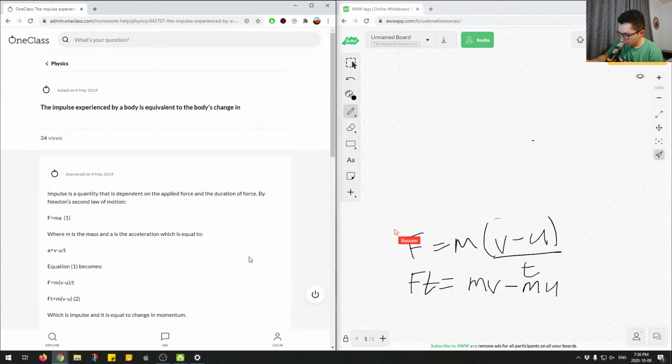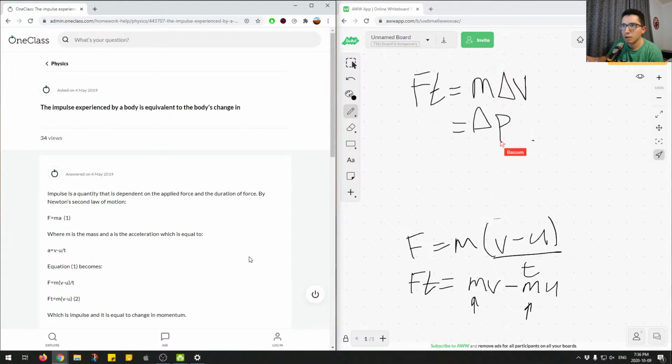Alright, we have Ft on the left side is equal to mv minus mu. So mv minus mu is just m, because we have the same mass. The mass doesn't change, times the change in speed. And mass times the change of speed is just the change in momentum. So we know that the impulse, which is represented by force times time, so I'll write that over here again. So the impulse, force times time, is equal to the change in momentum. So here our answer is change in momentum.